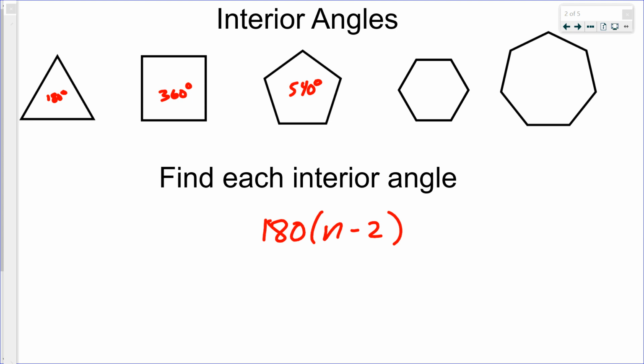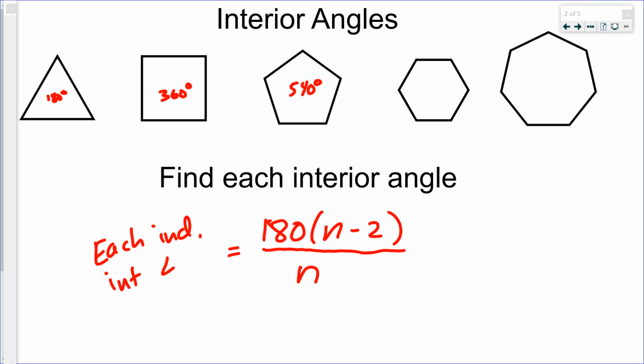But then think about how can I find each of them? Well, if each of them is supposed to be equal to themselves, really I'm just dividing by how many there are. That's the goal of division. So I'm dividing by n. So this is how to find each individual interior angle. So I can find a couple for you. For example, if I take 360, the sum of it, and divide by those four sides, that's how I'm getting each is 90.